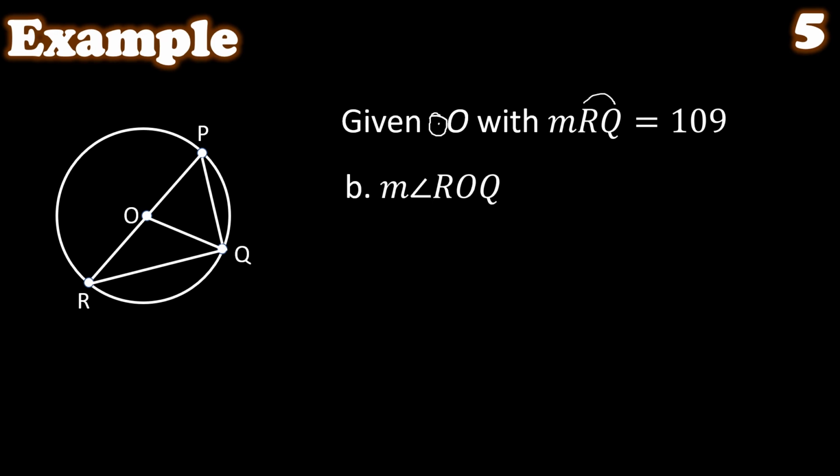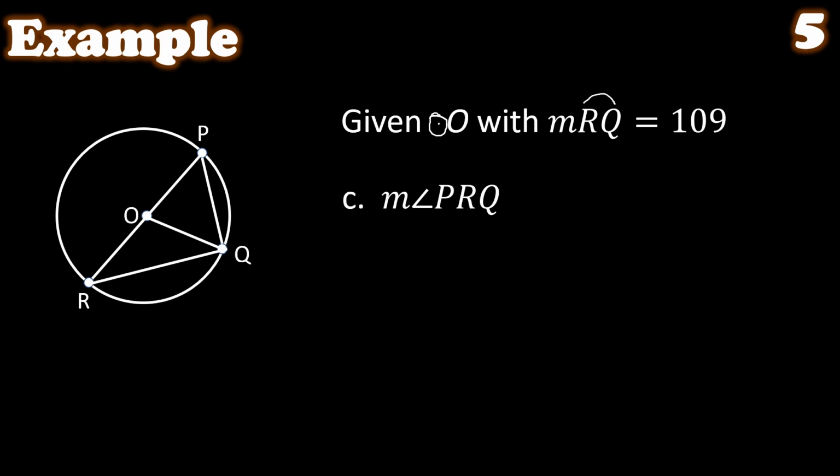We proceed to letter B, the measure of angle ROQ. Again, the measure of arc RQ is 109, and from the central angle intercepted arc theorem, the measure of angle ROQ, a central angle, is equal to the measure of its intercepted arc, that is the measure of arc RQ. Therefore, the measure of angle ROQ is equal to 109.